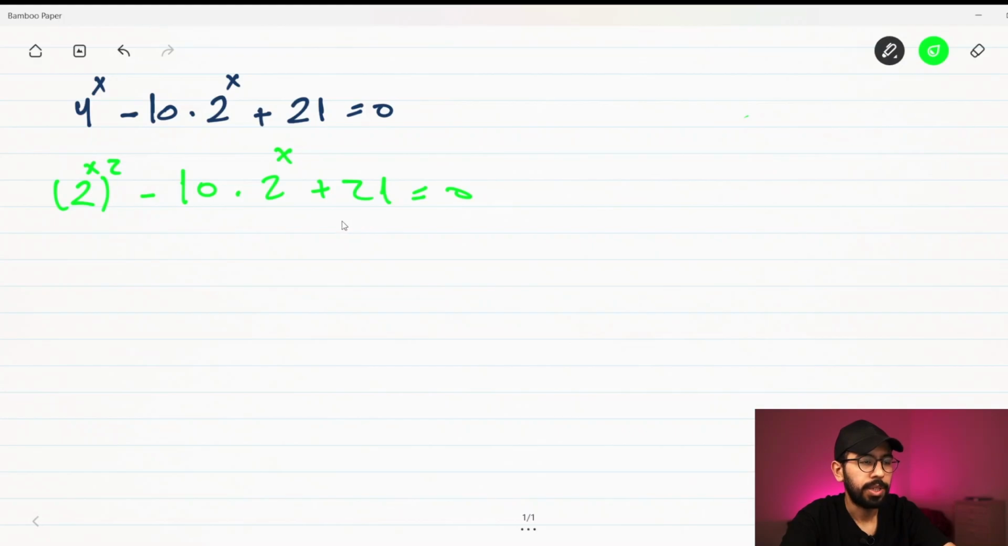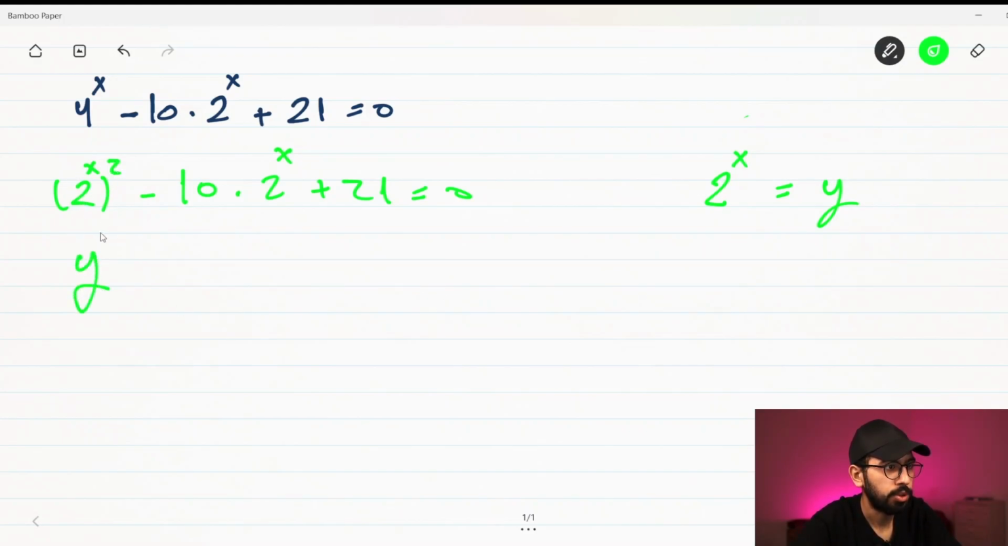In the other terms, we cannot reform them to make the same base. 21, for example, there is no number that we can put over 2 to get 21. Let's say 2 to the power of 5 is 32. We don't have 21. The reasonable thing that we can do now is to substitute this 2 to the power of x with, let's say, y. So whenever we have 2 to the power of x, we put y instead of it. So here it will be y squared minus 10y plus 21 equals 0.